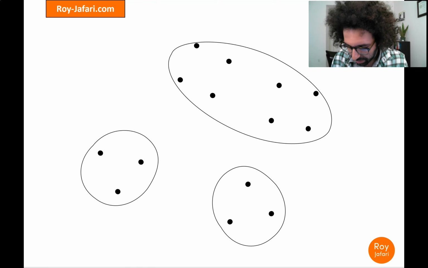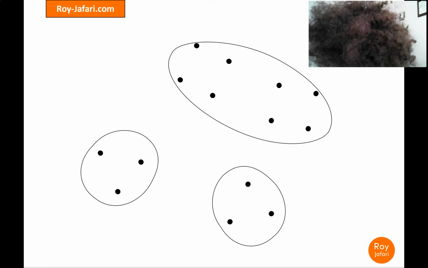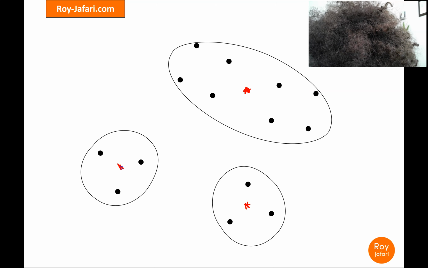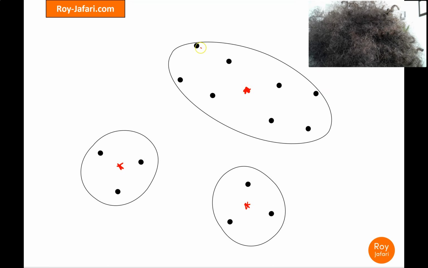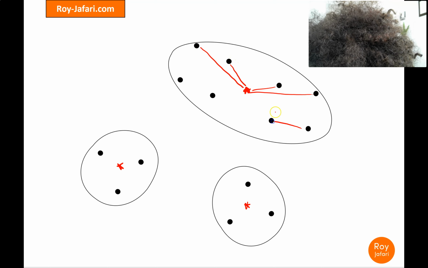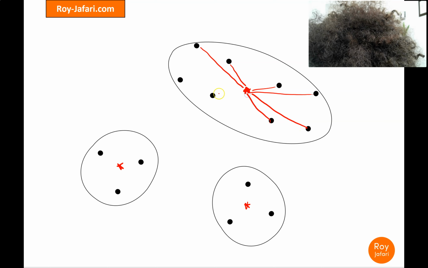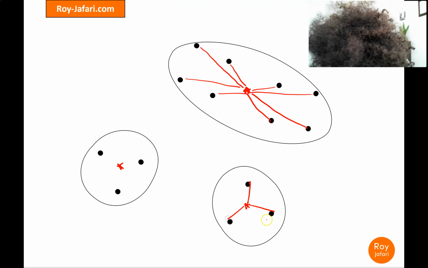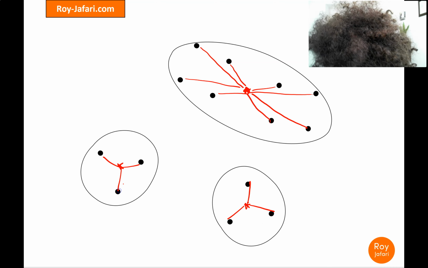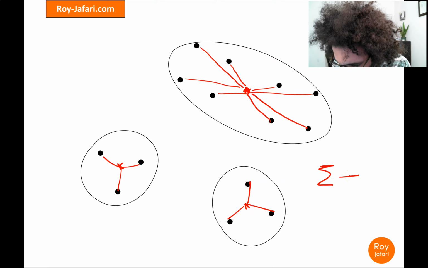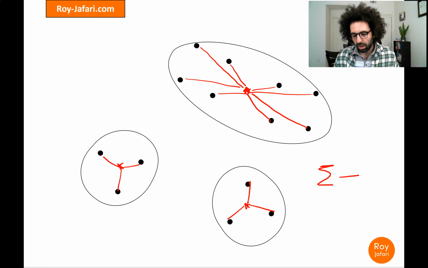For example, here the SSE would be: the centroid would be here, and the centroid would be here. So the distance between all of these data objects, and all of these, the summation of all of these distances, the summation of all of these lines, however long they are, would be the SSE here.